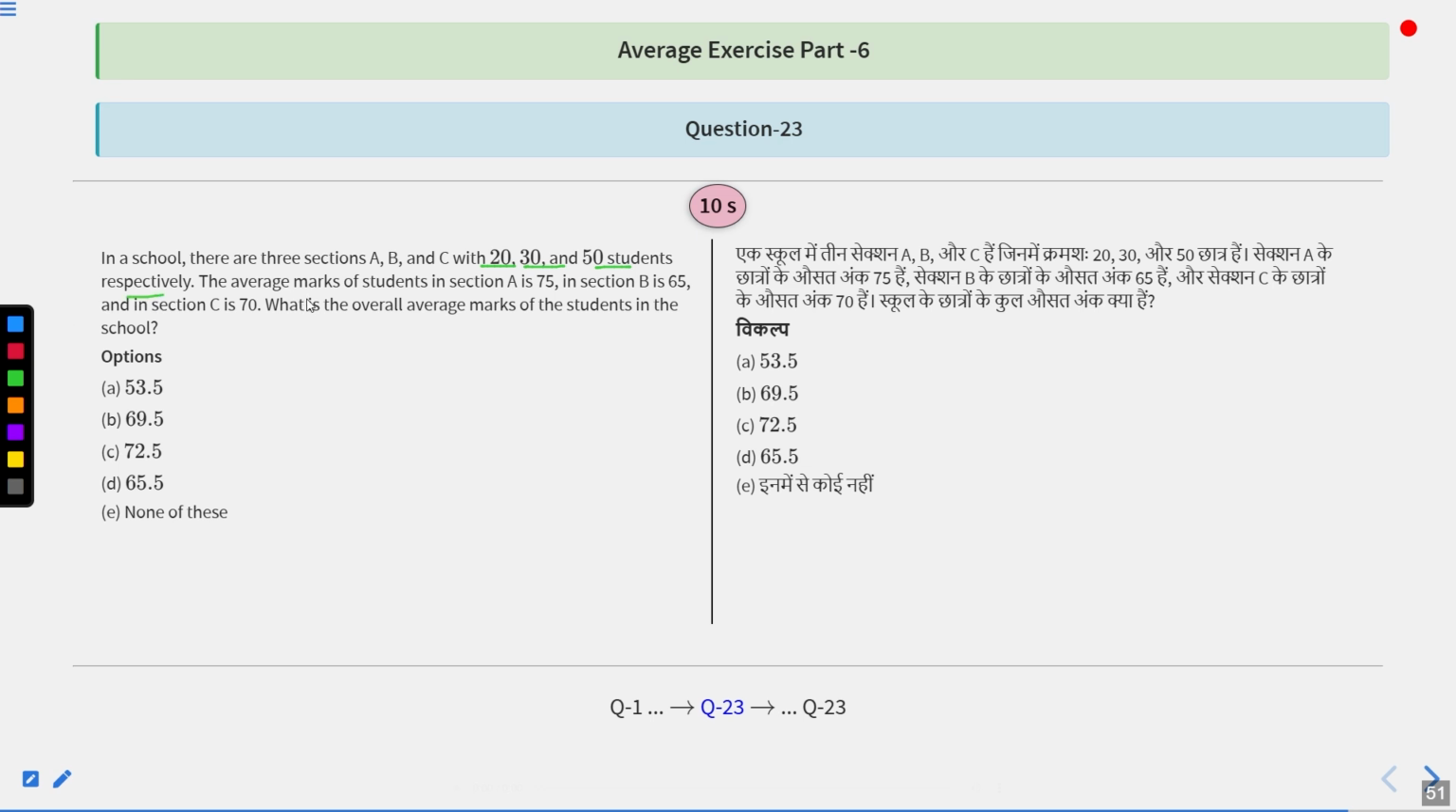In a school, there are 3 sections A, B and C with 20, 30 and 50 students respectively. The average mark of a student in section A is 75, in section B is 65 and in section C is 70. What is the overall average mark of the students in the school? You have 5 options and 10 seconds to analyze the question. Your time starts now.